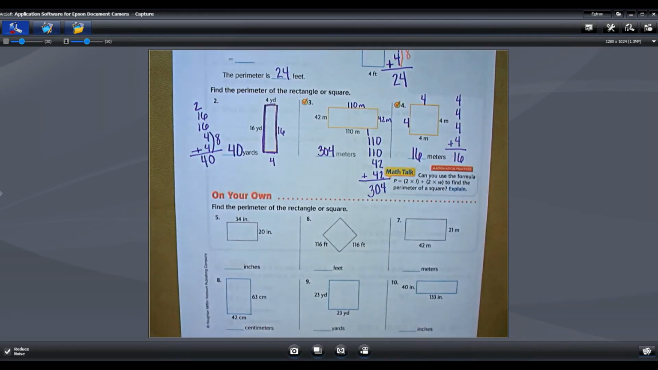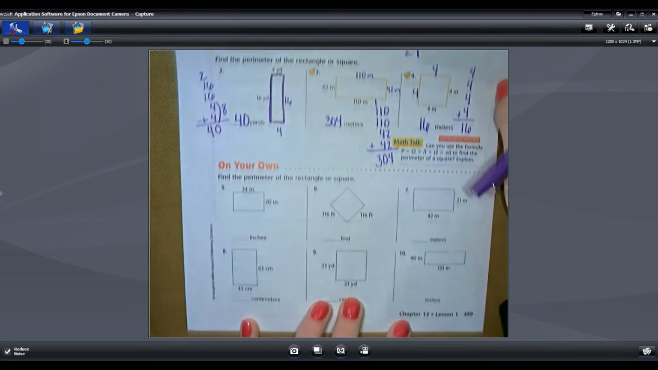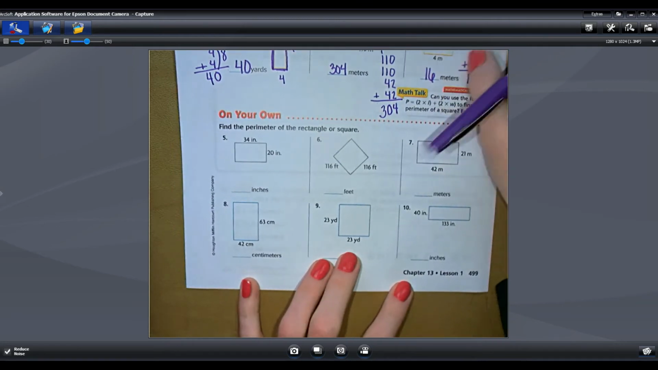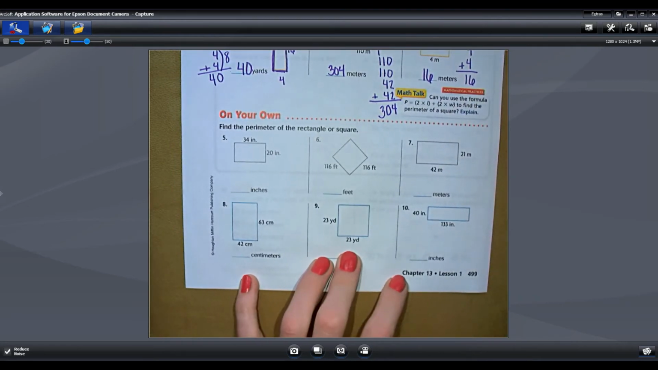Okay? All right, the on your owns down here at the bottom. Okay, again, if you feel confident, stop, do the on your owns, and then come back and see if you and I get the same answer.